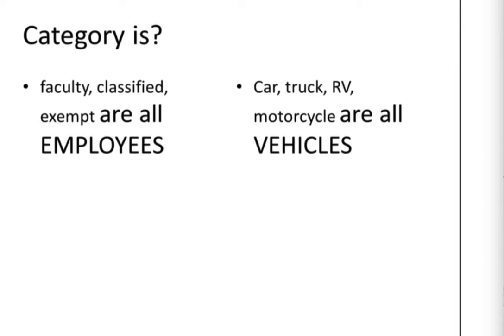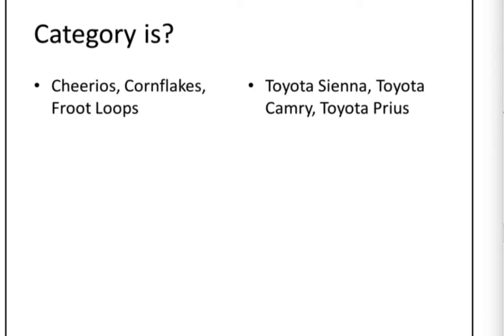Okay, let's take a look at some more examples. So if we look at the things on the left: Cherry-Os, Corn Flakes, Fruit Loops. Think about it. What are they? They are all cereals, but you keep stacking up. They are all breakfast items.